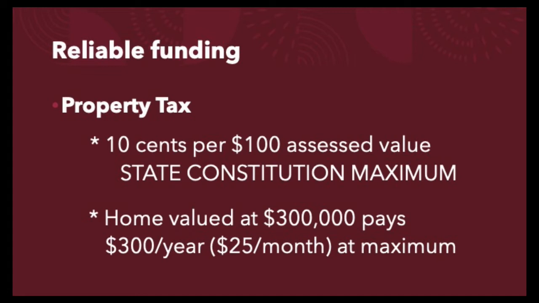ESDs are a bargain. The owner of a home on the tax rolls for $300,000 will pay at the maximum $300 a year to know that trained, properly equipped firefighters and EMTs will be at the door within minutes if there's an emergency.